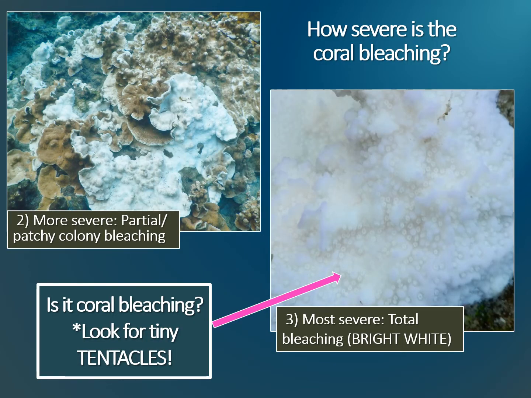More severe, partial, or patchy coral bleaching is identified as large white sections of bleached coral on a single colony, as shown in the image on the left. White bleached coral sections are surrounded by non-bleached or pale coral sections. And finally, the most severe type of coral bleaching can be identified as a completely white coral colony with almost no signs of color or pigment, as shown in the image on the right.